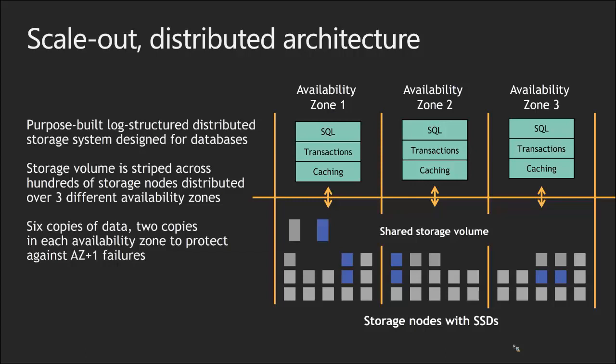The storage is in 3 availability zones, meaning 3 locations that are in the same region. They're close to each other so that we have low latency connections between them. And your data is stored twice in each availability zone. So that means that there are essentially 6 copies of your data being stored, which makes your data very durable.